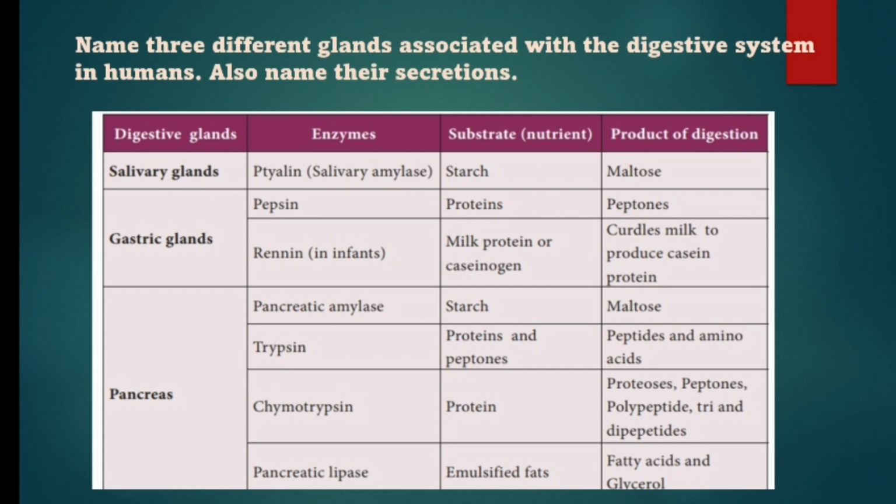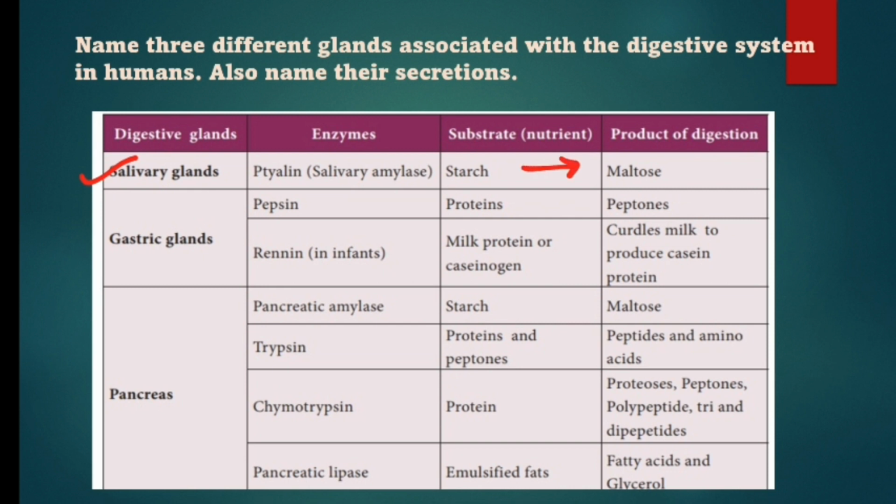Name three different glands associated with the digestive system in humans. Also name their secretions. So I have given four here. You can write any three. Actually, I have given four. So as you all know, salivary glands secrete saliva, which has ptyalin or salivary amylase, and the function is to convert starch to maltose.